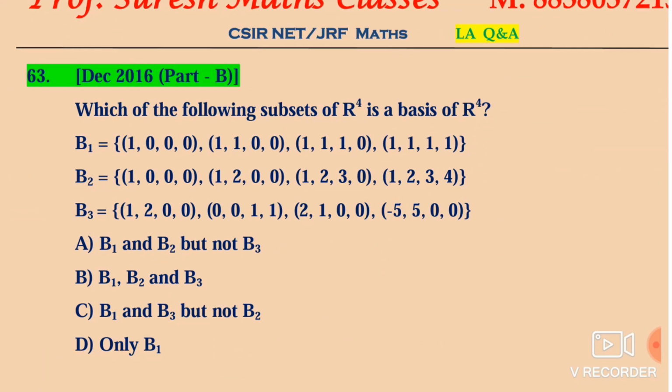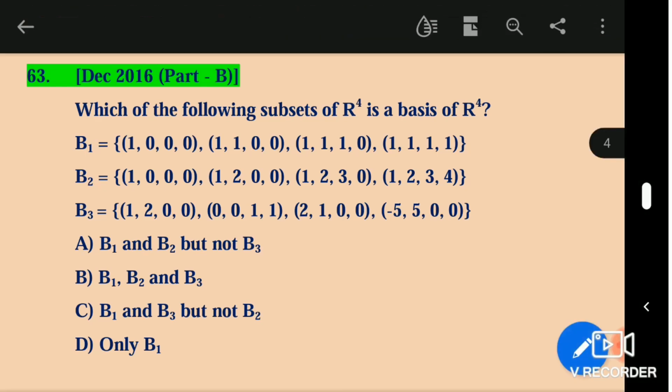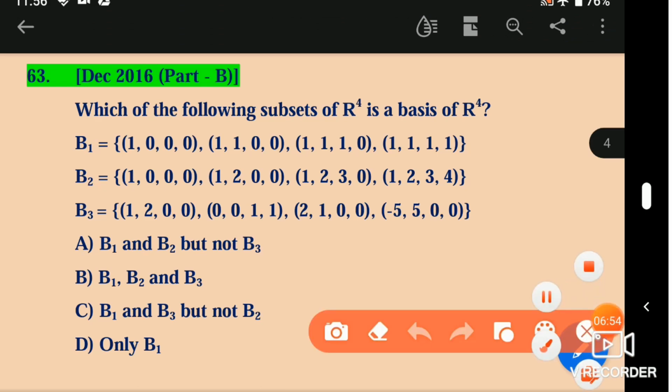Part B. Which of the following subsets of R4 is a basis of R4? So here all the sets have only 4 elements. R4 means dimension is 4. So the dimension of R4 is 4. So it is enough to check whether this set is linearly independent or not.